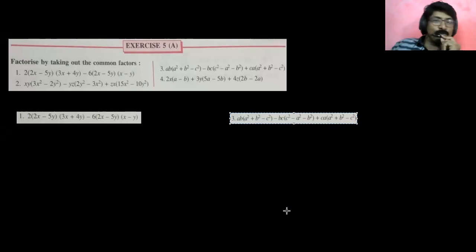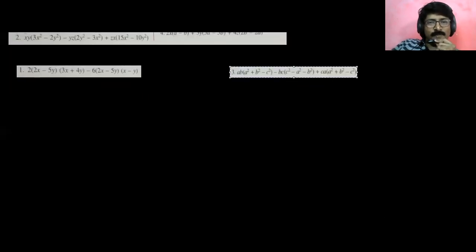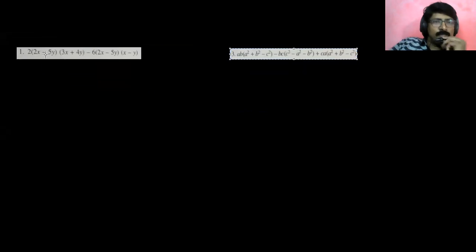Keep writing, guys. Okay. So let's say suppose these are sums number 1 to 4. I have just chosen 1 and 3. We'll do them, and the remaining two you can manage on your own. Okay. So let's see what this question is. First one: 2 into the bracket 2x minus 5y into 3x plus 4y, minus 6 into the bracket 2x minus 5y into x minus y.